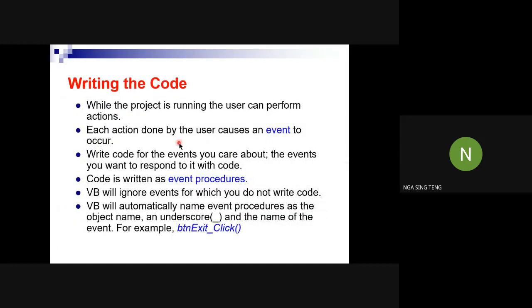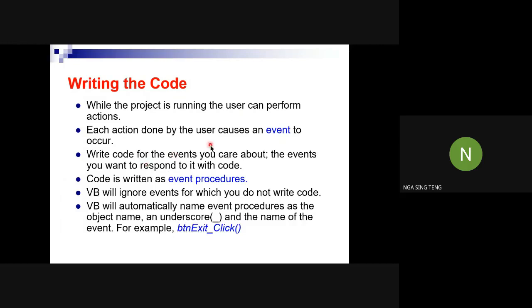And writing the code: while the project is running, the user can perform actions. So each action done by the user causes an event to occur. Okay. So, like a button to be clicked by the user. Actions or what event? That's a click event. What you want to do after I click on the display button? So button display dot click. I want to show some message at the label.